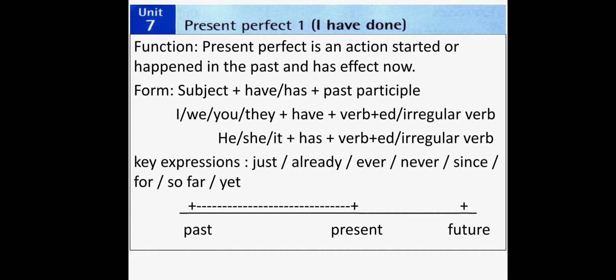There are key expressions used in the present perfect, like just, already, ever, never, since, for, so far, and yet. We know that yet is used for questions and negative statements.